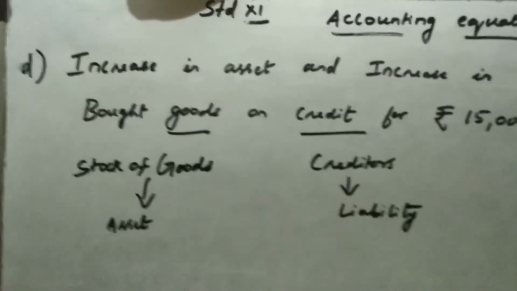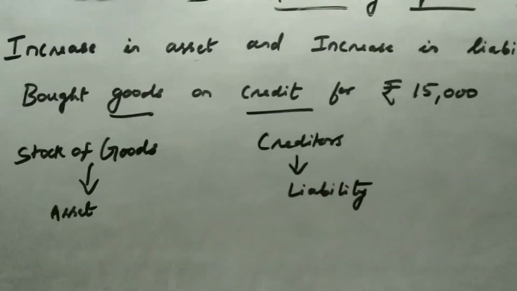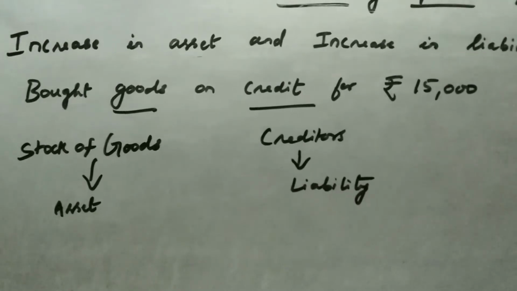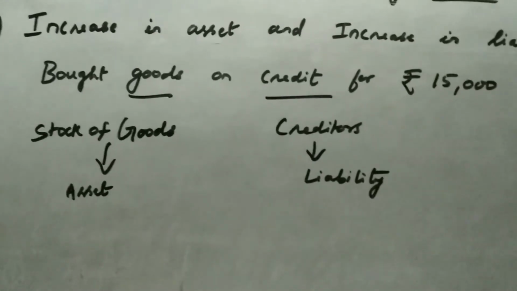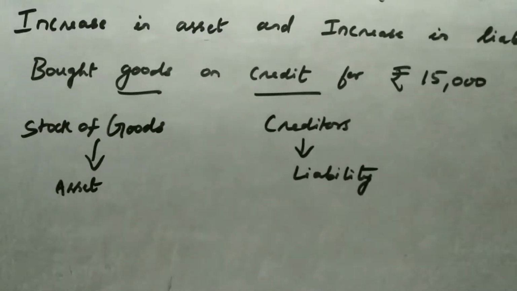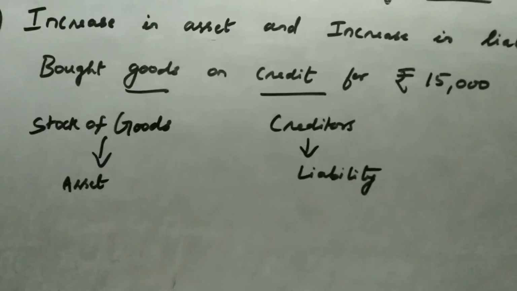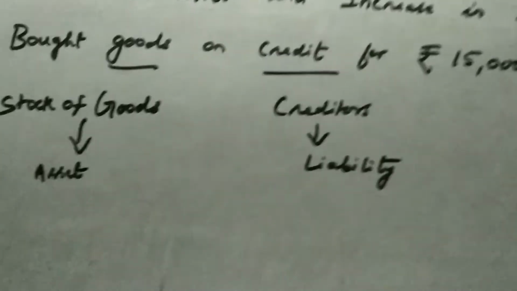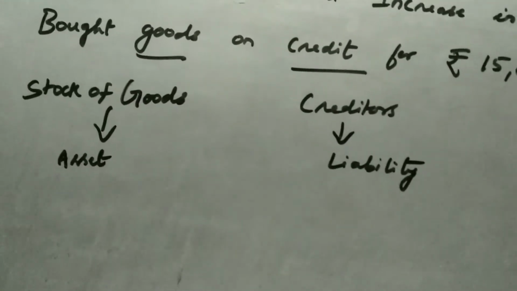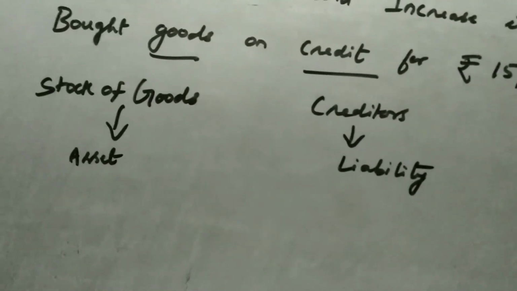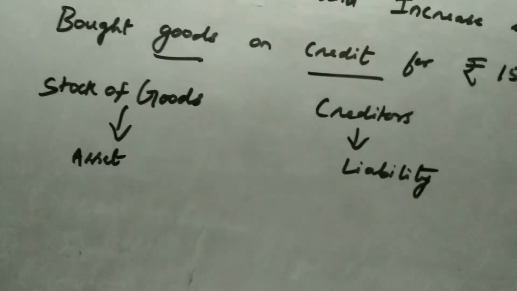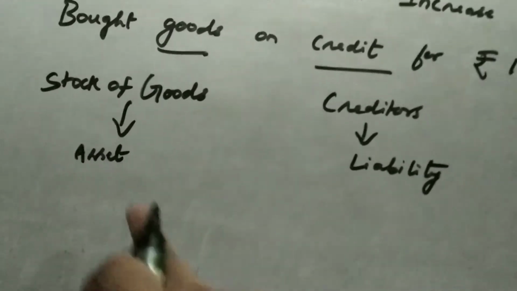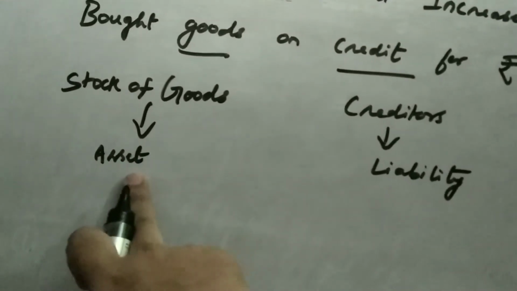The next one, increase in asset and increase in liability. There is both increase in asset as well as liability. So example, bought goods on credit for rupees 15,000. So we are buying goods on credit. So this goods is nothing but our stock, which is an asset. So when we buy goods, goods are coming into the business. So there will be an increase in the asset.